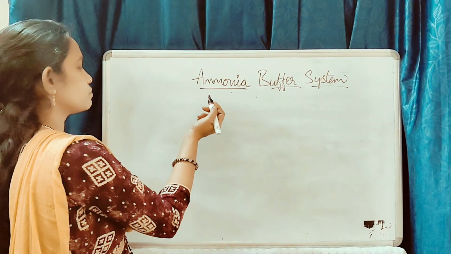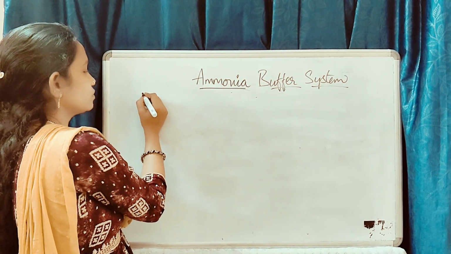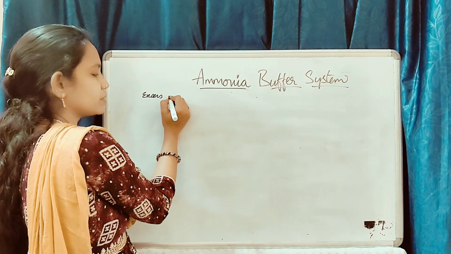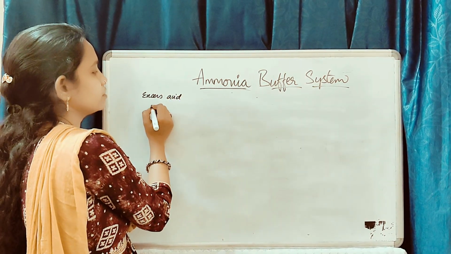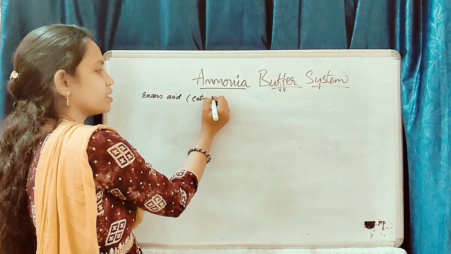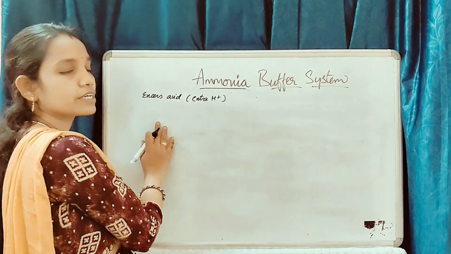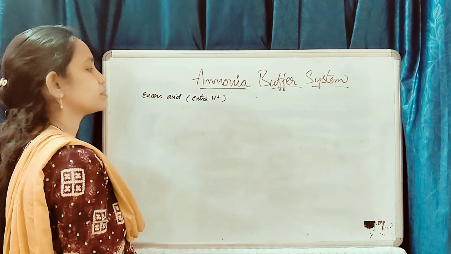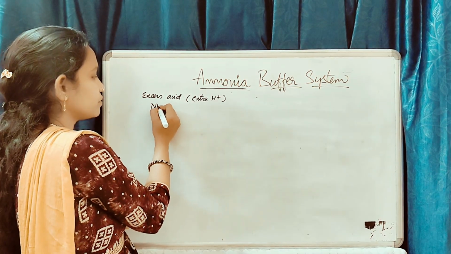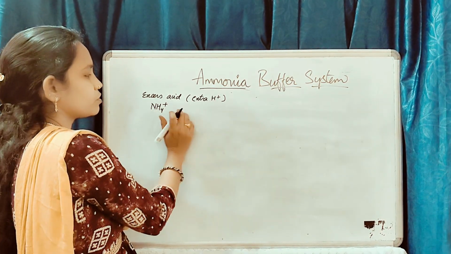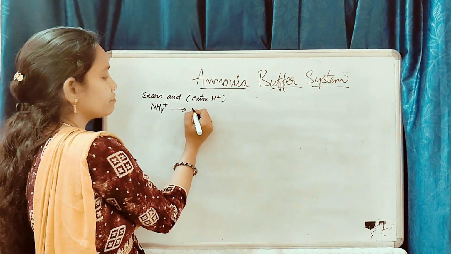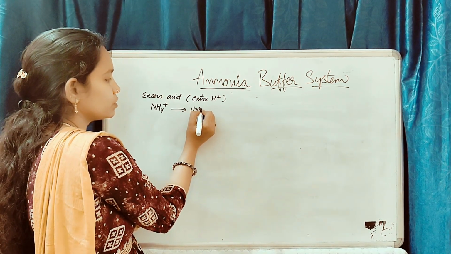So what is the function of the ammonia buffer system? The function is to get rid of excess acid from the body. What is extra acid? Extra acid is nothing but extra H plus ions. These extra H plus ions are removed from the body by trapping them as ammonium ion, which is then excreted from the body through urine.